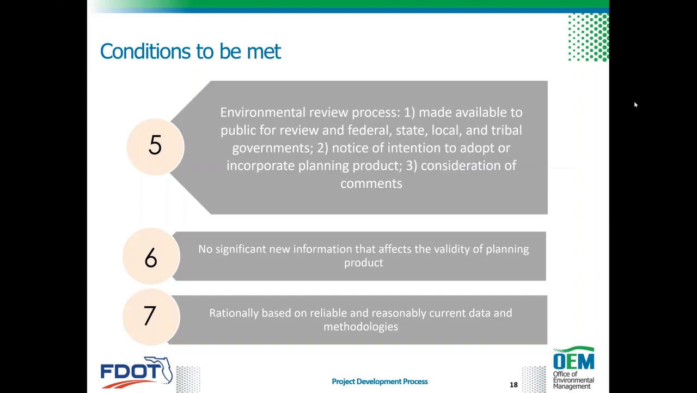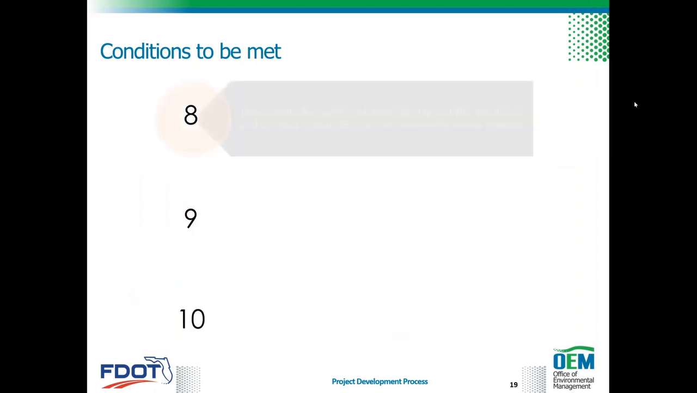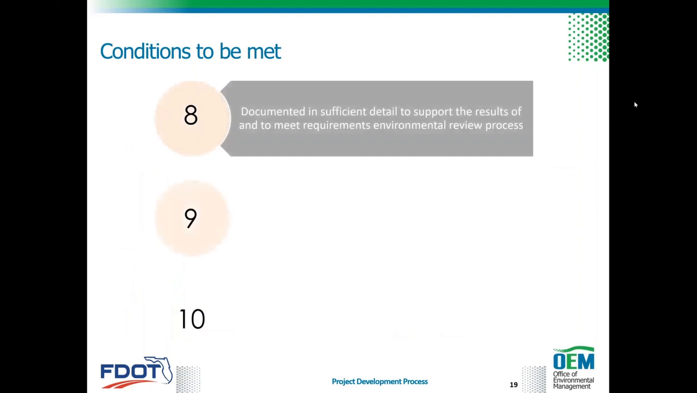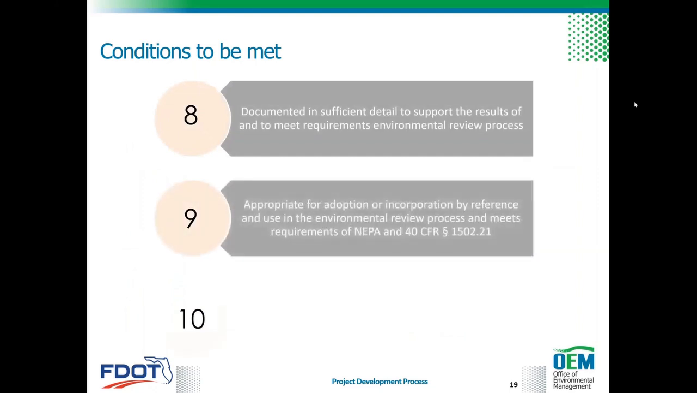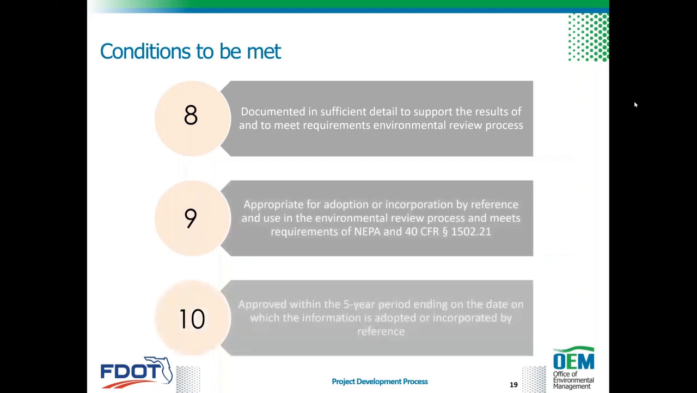There is no significant new information or new circumstances that have a reasonable likelihood of affecting the continued validity or appropriateness of the planning product. The planning product has a rational basis and is based on reliable and reasonably conducted data and reasonable and scientifically acceptable methodologies. In addition, the planning product is documented in sufficient detail to support the decisions or the results of the analysis and to meet requirements for use of the information in the environmental review process.